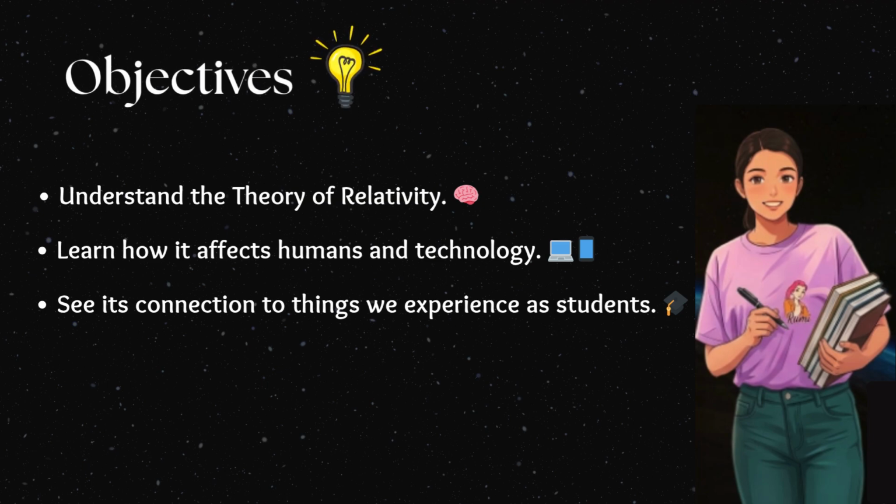Learning objectives. By the end of this lesson, we will first understand what the theory of relativity is. Next, we'll learn how this theory affects humans and the technology we use today. And finally, we'll explore some real life applications to see how Einstein's ideas are used in the real world.